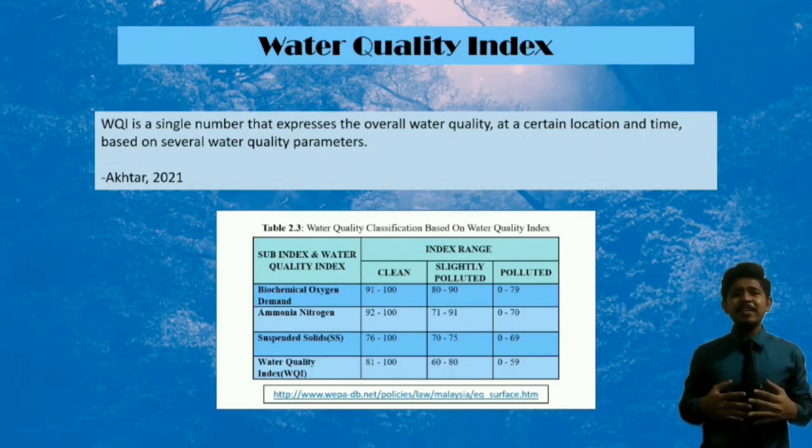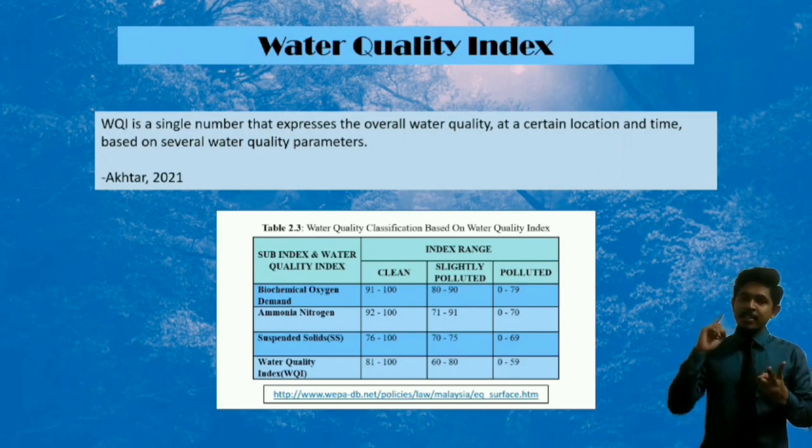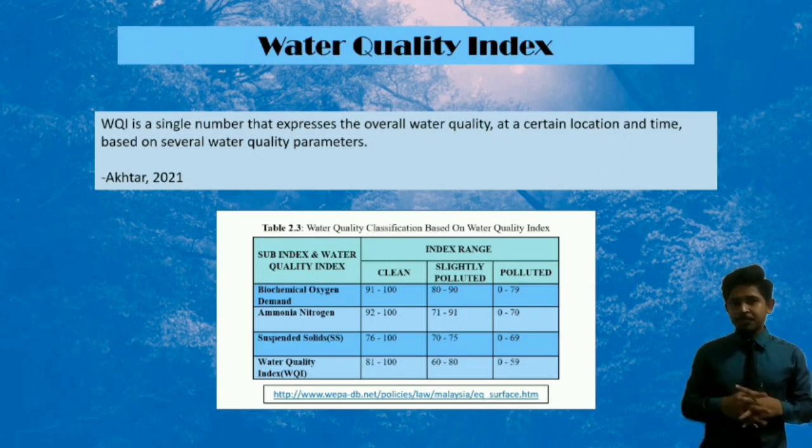Now WQI stands for Water Quality Index, which provides a single number that expresses the overall water quality at a certain location and time based on several water quality parameters. This is to show the data of water quality in a way that is easier to understand. Therefore, Table 2.3 shows the classification of water quality in the form of water quality index. From the water quality index, we can determine whether the water is clean, slightly polluted, or polluted.